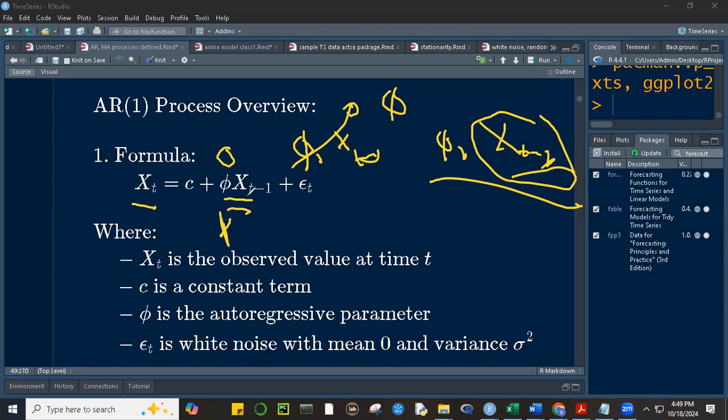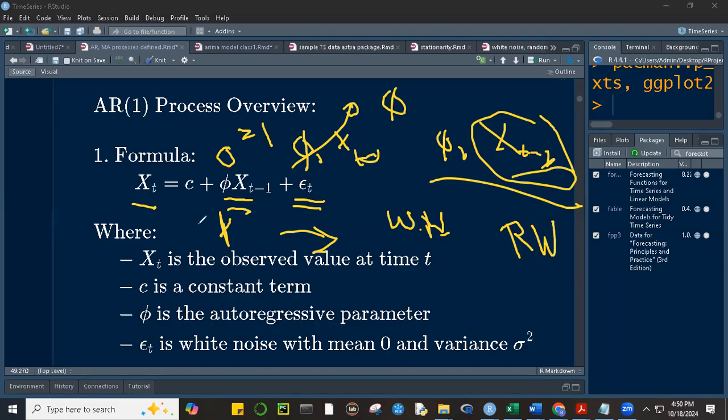Why? I'll explain why it cannot be equal to 1, class. Because it becomes C plus x sub t minus 1 plus epsilon sub t. Now, if this is 1, class, it will become like a white noise. It becomes white noise. It is no longer an AR process. It is white noise, equivalent to the epsilon sub t. So if phi is equal to 1, it's not allowed. Also, if phi is greater than 1, it's not allowed either. When it's greater than 1, class, we call that a random walk.